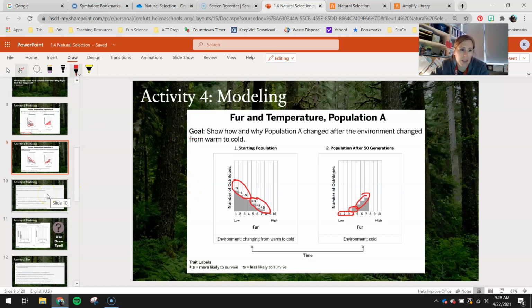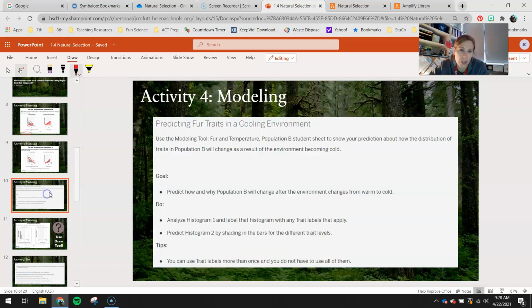So let's go ahead and use this model to make a prediction for our next environmental change. Okay, so predicting fur traits in a cooling environment. Use the modeling tool, fur and temperature population B. So we're using a new modeling tool to show your prediction about how the distribution of traits in population B will change as a result of the environment becoming cold. So goal, predict how and why population B will change after the environment changes from warm to cold. Analyze histogram 1 and label the histogram with any trait labels that apply, so that's the little plus and minuses. And then predict histogram 2 by shading in the bars for different trait levels. You can use trait labels more than once and you do not have to use them all.